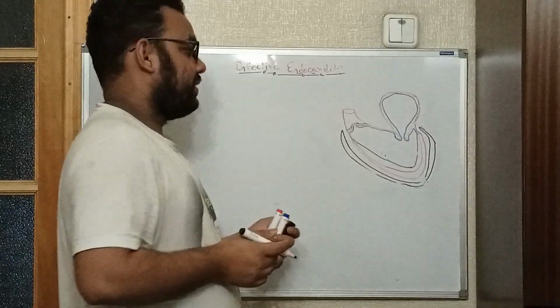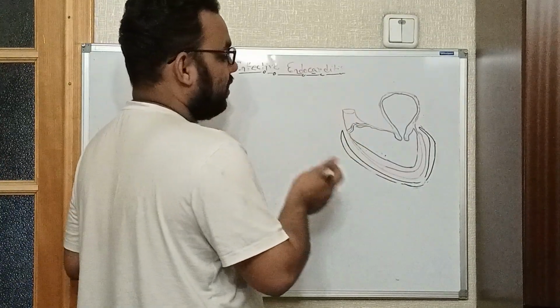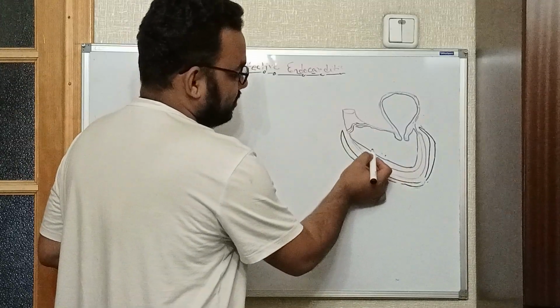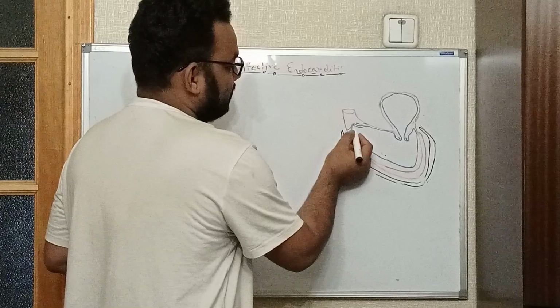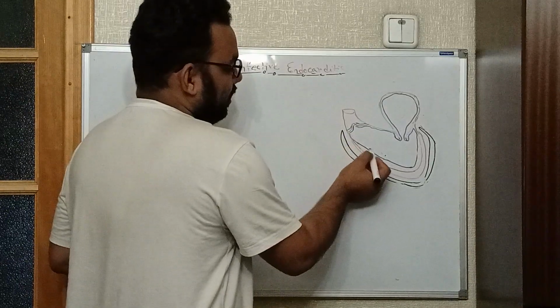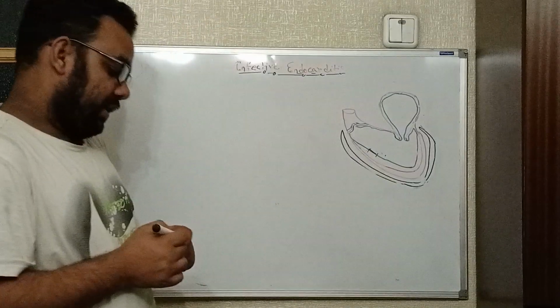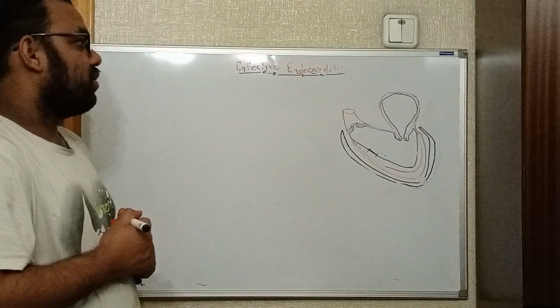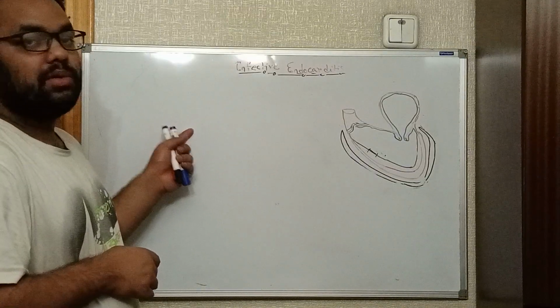Now, if you draw the heart structures, though it's not anatomically correct, for functional purposes I'll just do it here. Let's try to understand the innermost structure that is covering the valve over here, the leaflets. This aortic valve over here, that is the endocardium. Under normal physiological circumstances, there is no endocarditis in normal individuals.